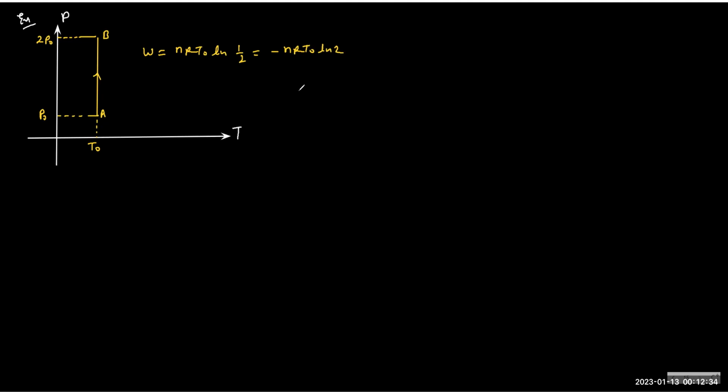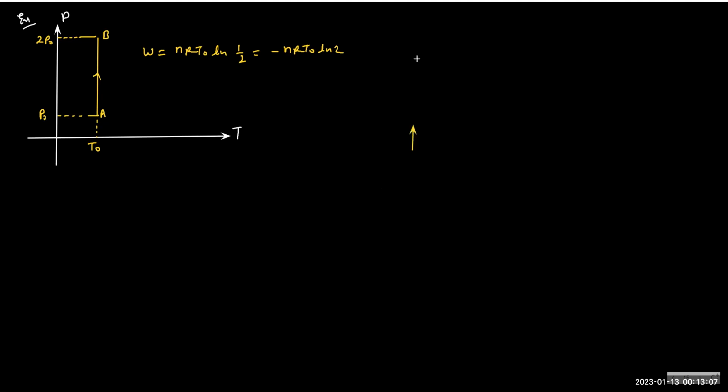So in the process A to B, the heat is released. I mean, sorry, work is negative means what? The dQ is also negative. So the system is releasing the heat to the surrounding. Or you can say the system is getting compressed, right? Someone is compressing it, and that is why the pressure is increasing, right?